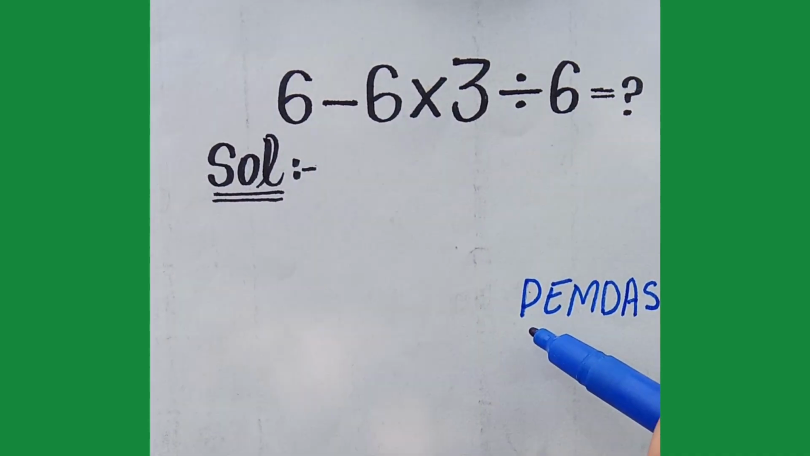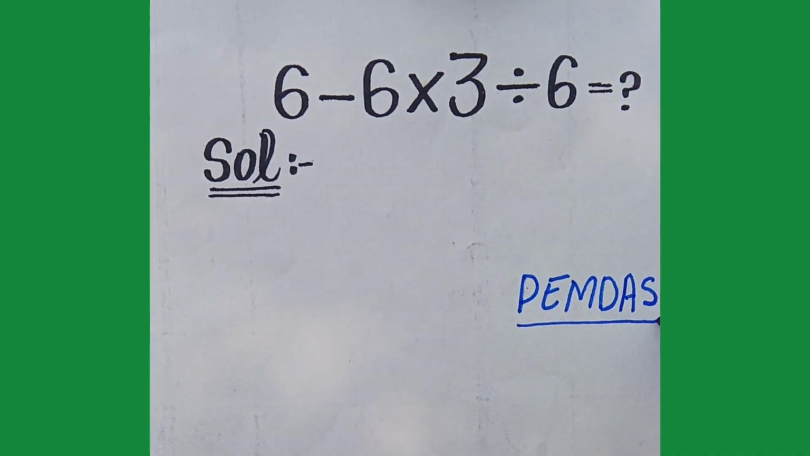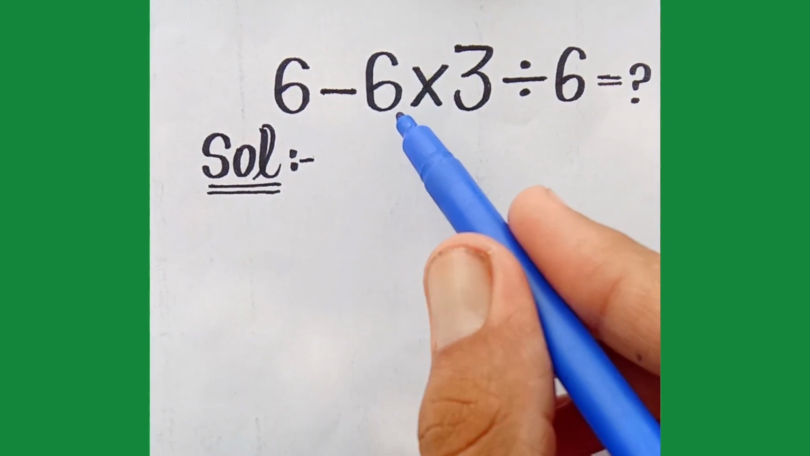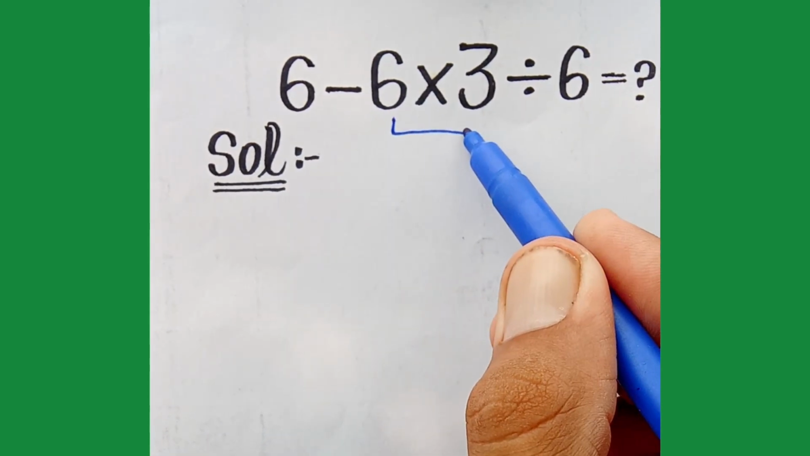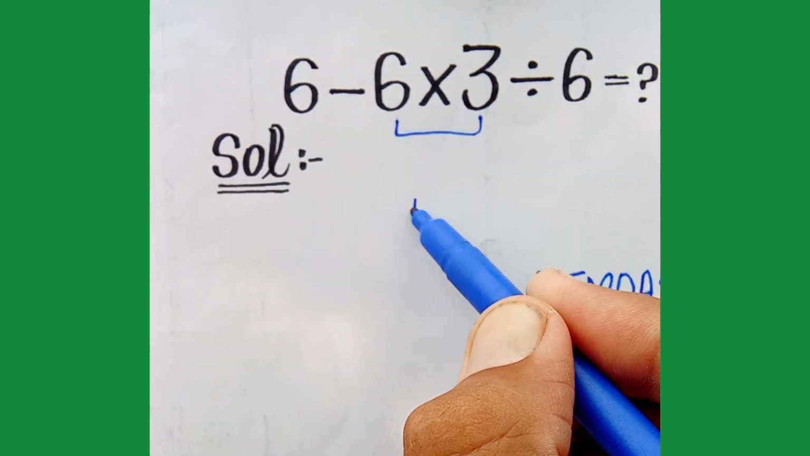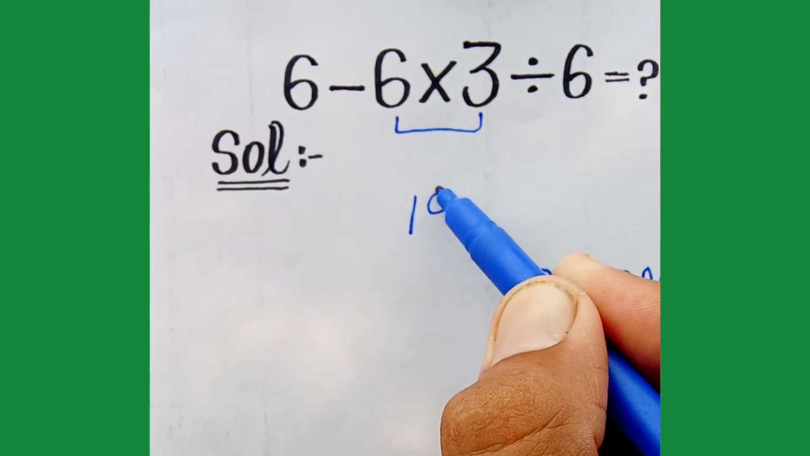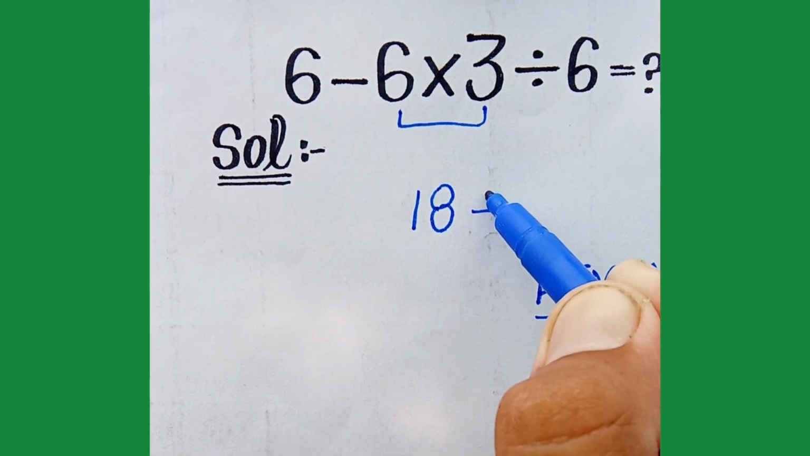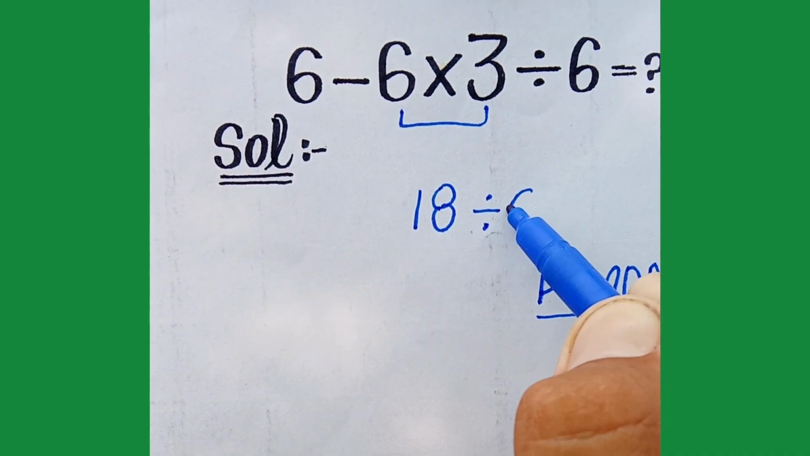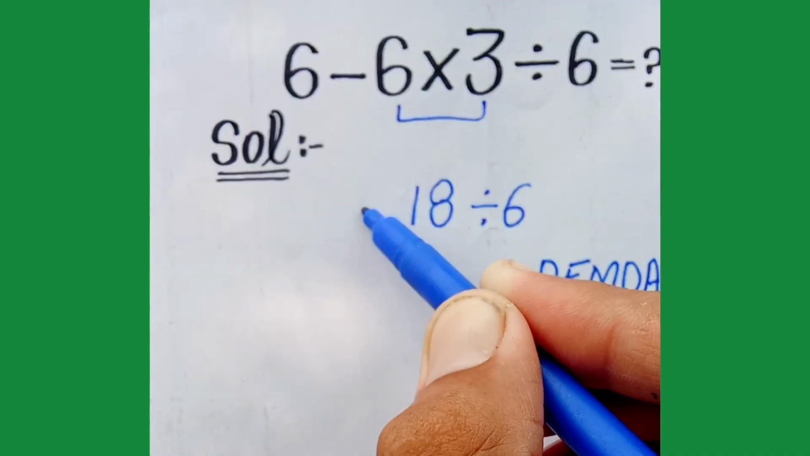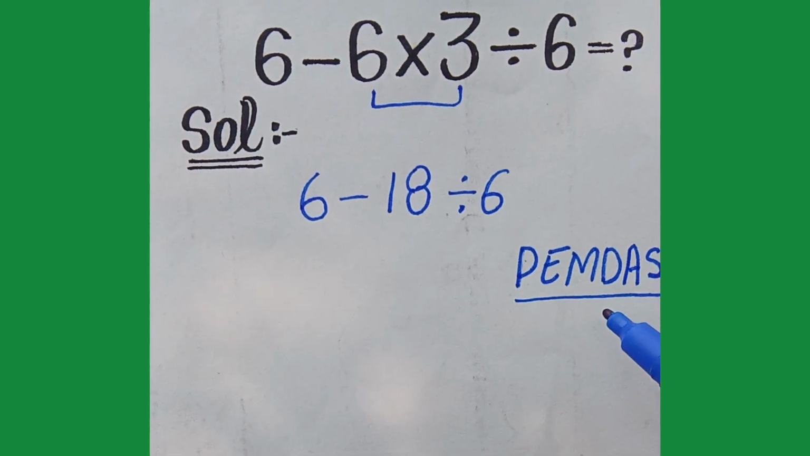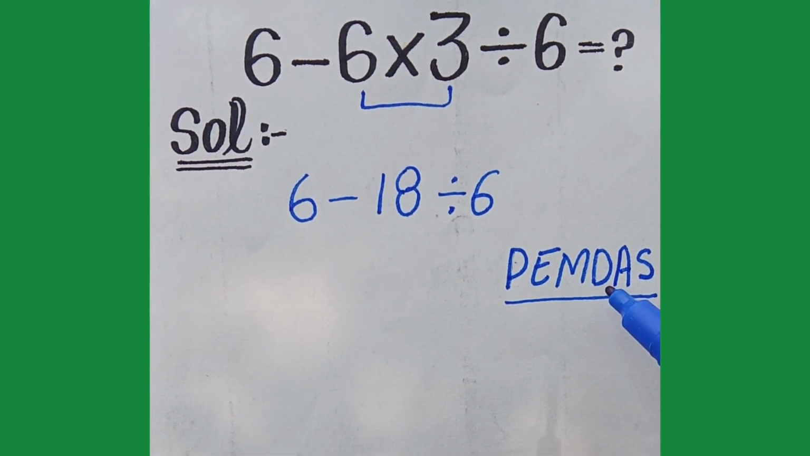So in this method, first of all we solve multiplication. The value of 6 multiplied by 3 is 18. So I can write here 6 minus 18 divided by 6. Then multiplication and division.